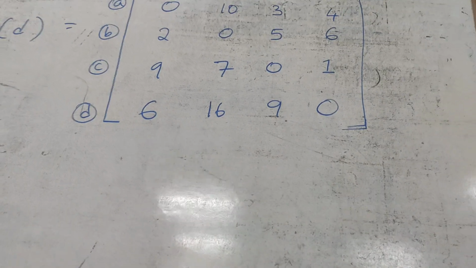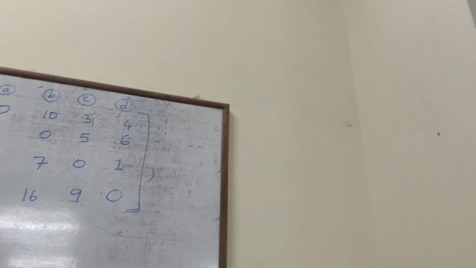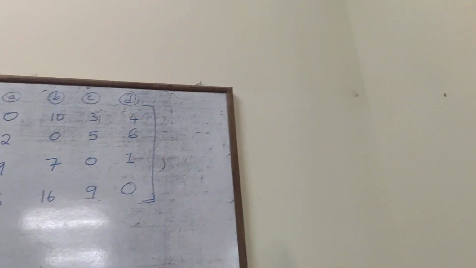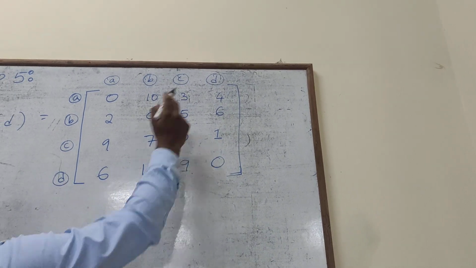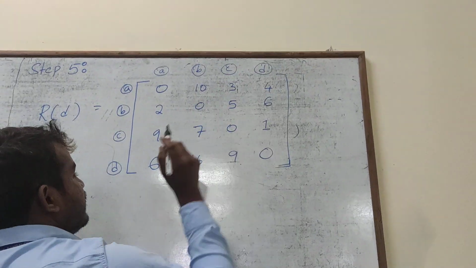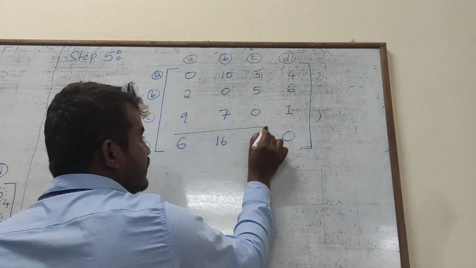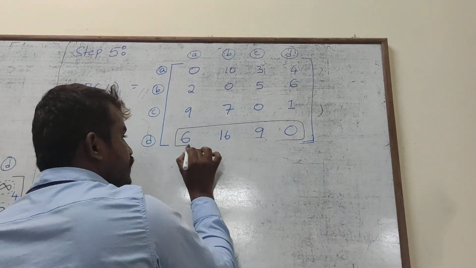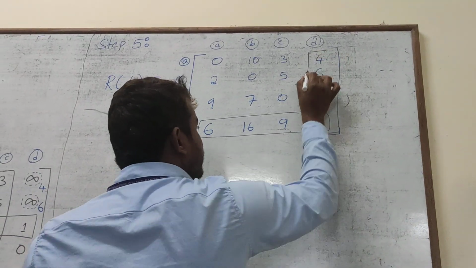Here. Then you have to select D. D is existing here, here and here. Then you have to select this one, this row and this column.